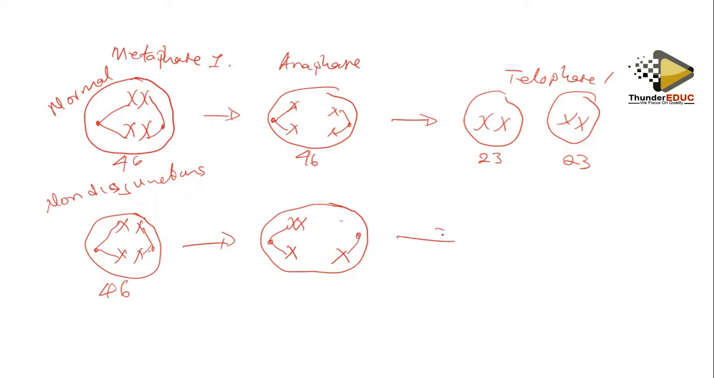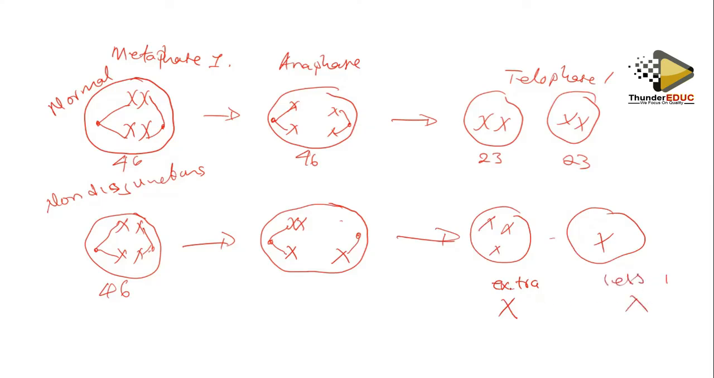Now, this is going to result in a cell having 1, 2, and then 3, and the other one is going to have only one chromosome. So this one is going to have an extra chromosome, and this one is going to be short of one chromosome.